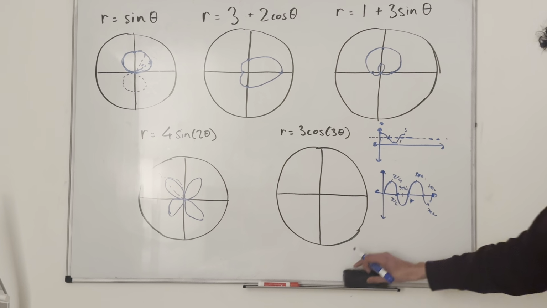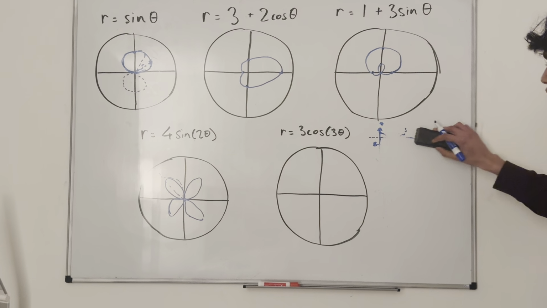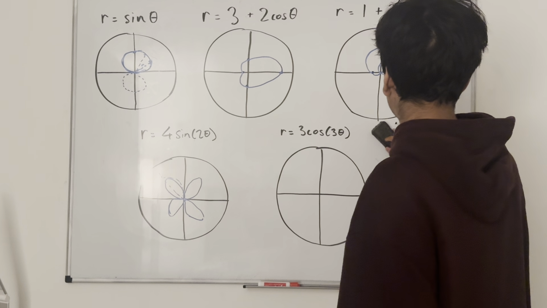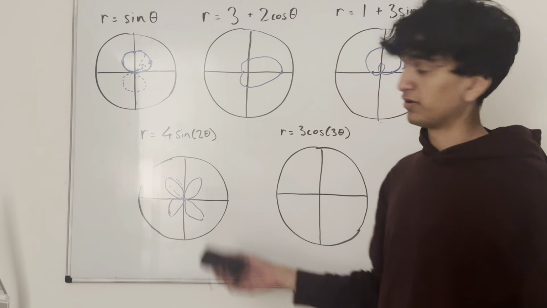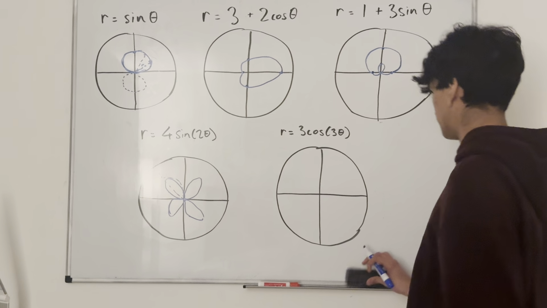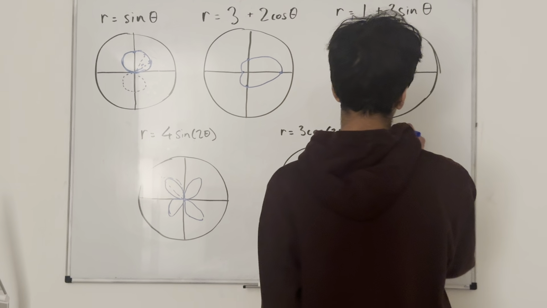Let's take a look at this one. 3 cosine 3 theta. I'm going to predict there's going to be 6 petals, because there was double the petals of the 2 here. So 2 times 2 is 4. Well, 3 times 2 has to be 6, right? So we could graph it.